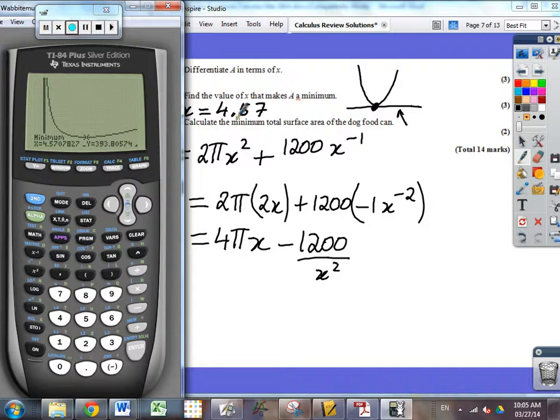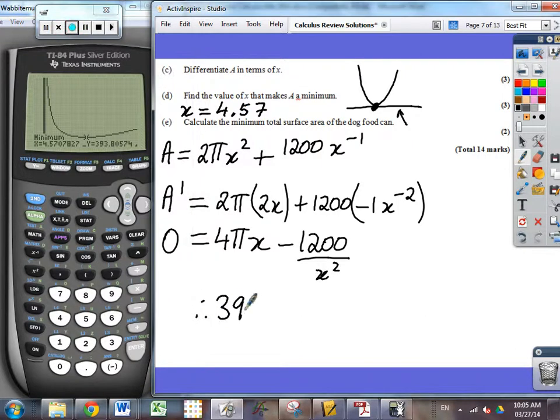If you type 4.57 into your original function, you'll end up getting approximately 394. And so 394 centimeters squared is the minimum total surface area. And it occurs when x is at a radius of 4.57 centimeters.